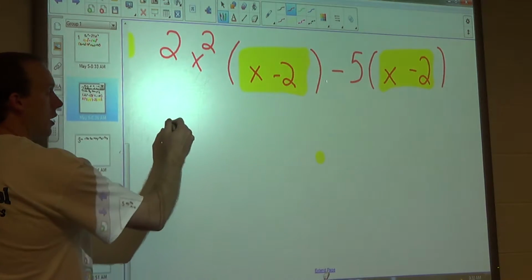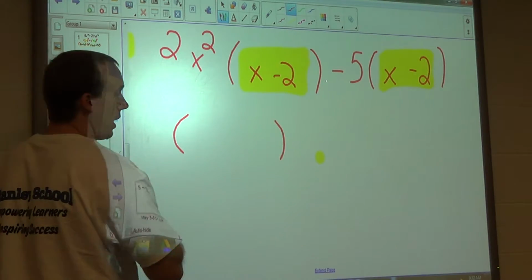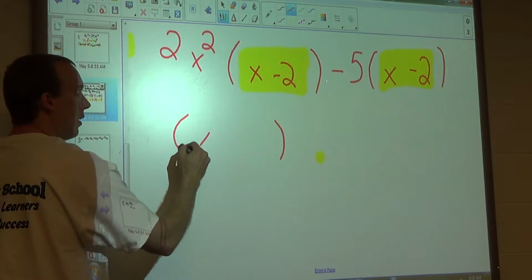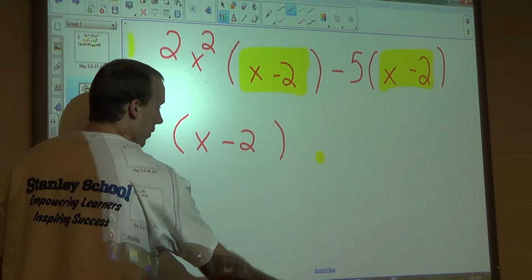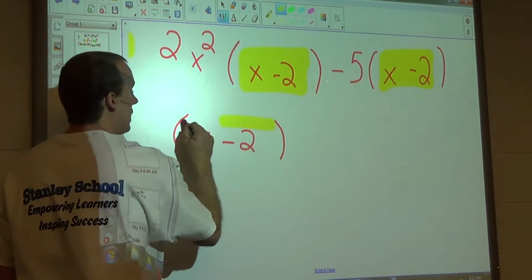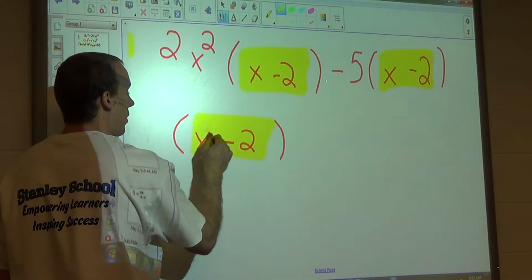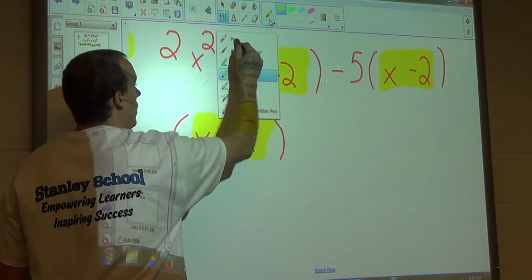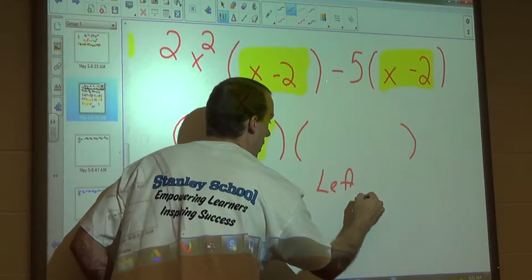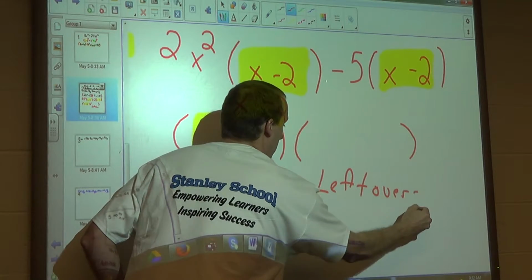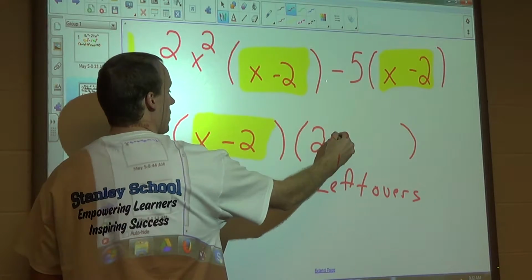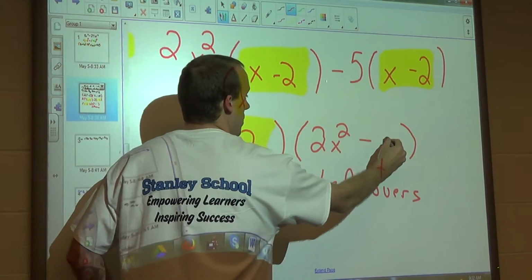Okay, so what I do first here, I'm going to do it the other way, but that's also correct. I always put my common term, so this guy, out in front. So I'm going to have an x minus 2 out in front. Okay, that is my common term. I'm going to highlight it here so you can see that. So I put my common term, whatever we had in common, out in front, and then I put my leftovers in the second parentheses. So what's left over here? 2x squared and then a minus 5.